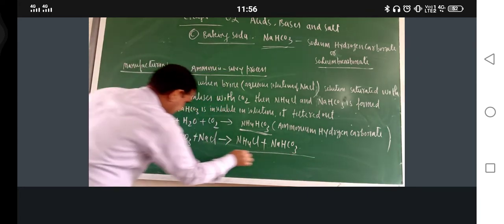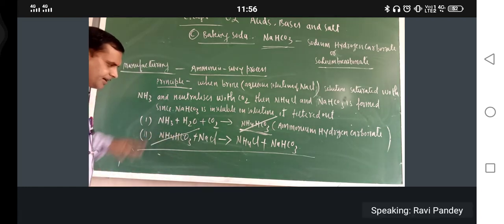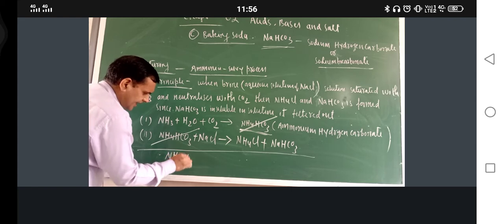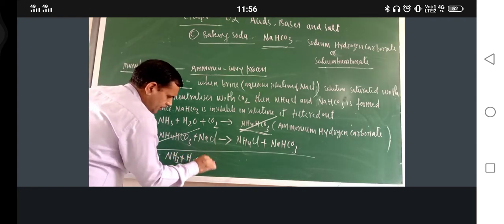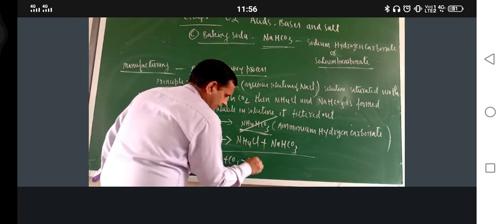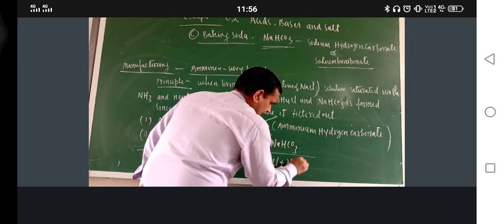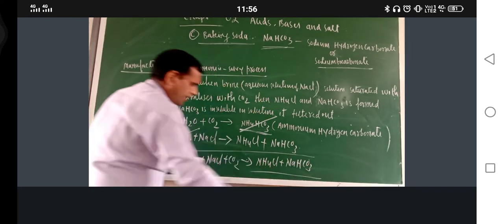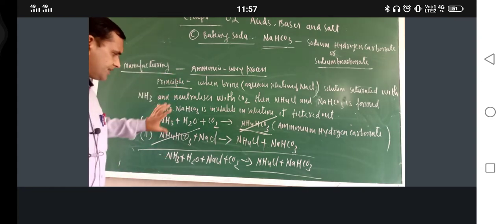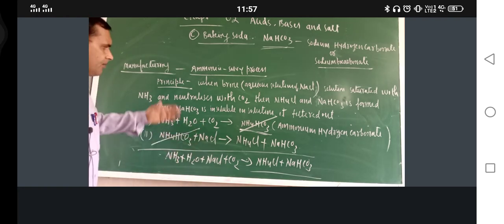Now you can add these reactions. This is present on the product side, this is present on the reactant side, so it will cancel out. Now what is the product? The ultimate reaction is NH3, H2O, NaCl plus CO2. So what is the product here? NH4Cl plus NaHCO3. Okay, correct? Now it is matching with the principal law. This is a two-step reaction, this is a single-step reaction, so now you can write in both ways.